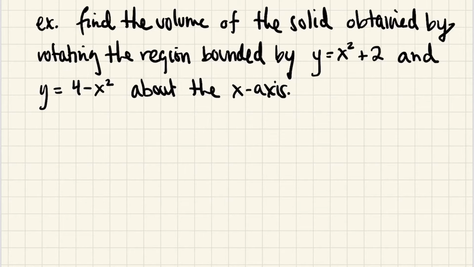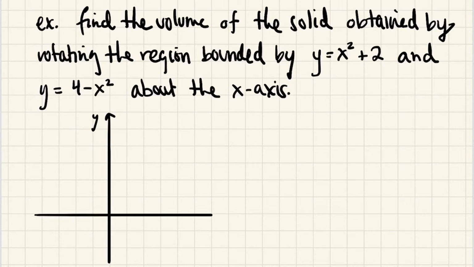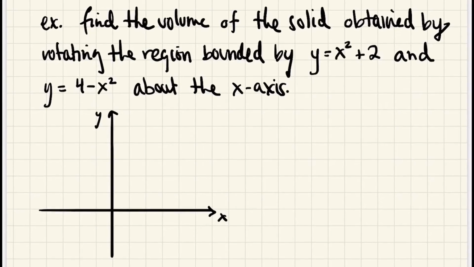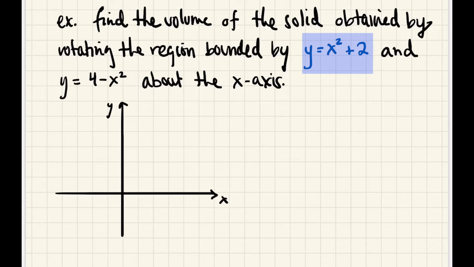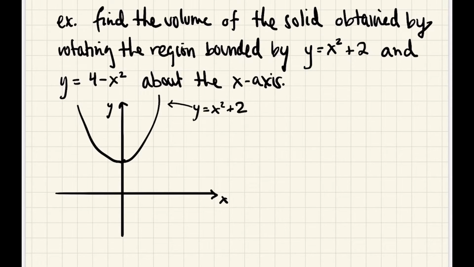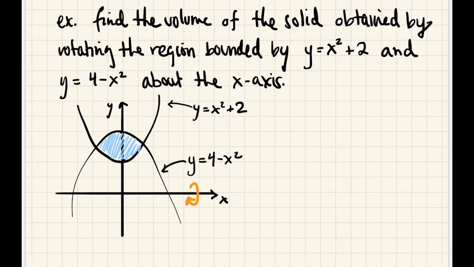Okay, cool, a volume problem. So let's sketch the curves. Hopefully you remember from pre-calculus that what we have here are a couple of parabolas. x squared plus 2 is just the default regular vertically oriented parabola shifted up by 2 units. And 4 minus x squared is an upside down parabola that's been shifted up by 4 units. So we must be talking about this region right here, and it's being rotated about the x-axis.